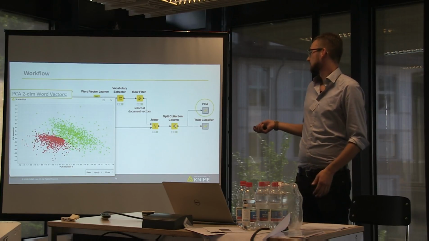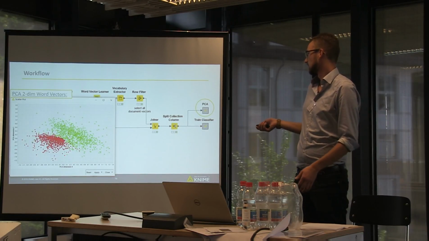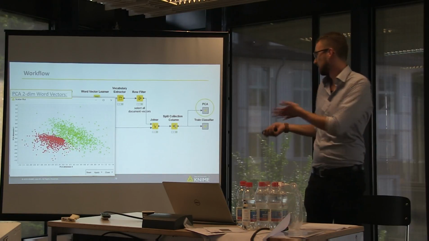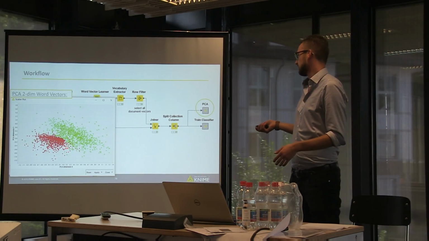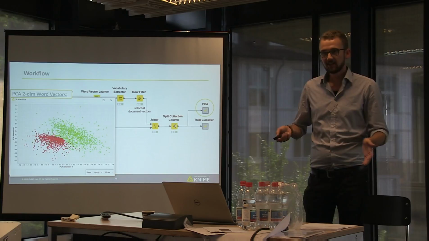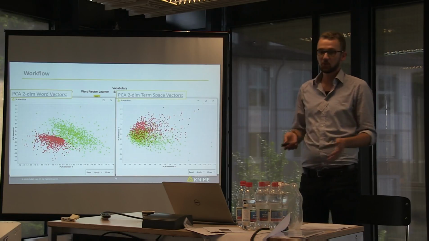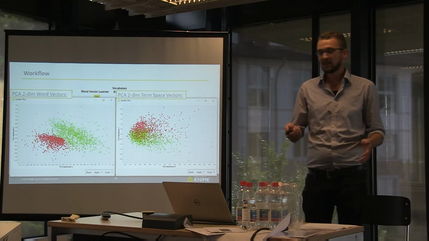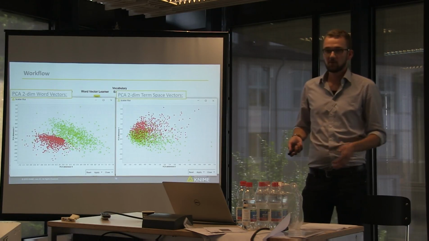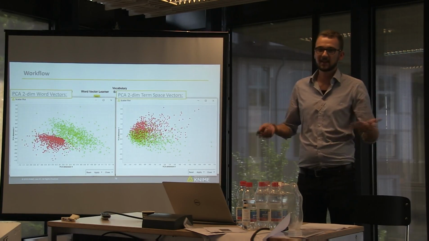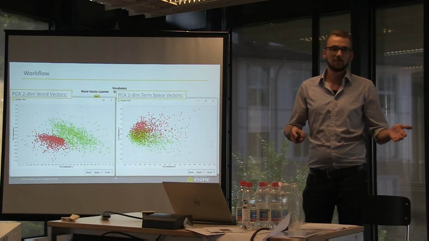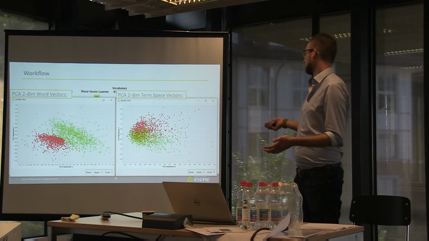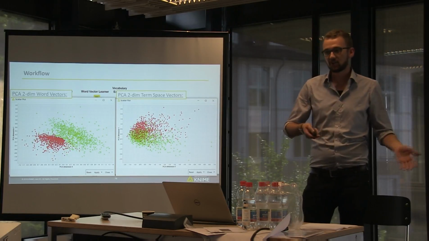And you can see that in this view you can easily separate between the classes. And if you compare this to the PCA of the term space vectors, we can see that they are more overlapping, and this gives a hint that these word vectors are actually better representations for our documents.